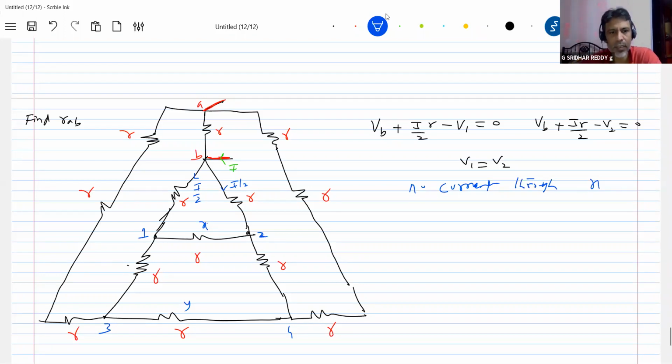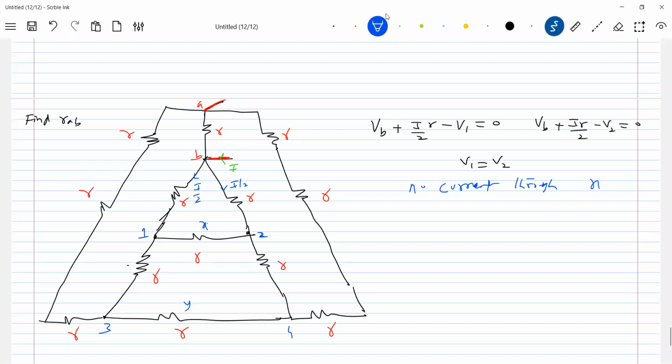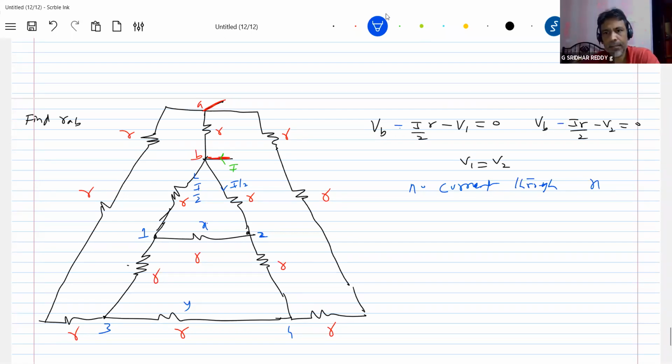Similarly, I'll go further with the current. That is VB minus IR by 2. The current here will not branch further, so the same current I by 2. Again writing the loop equation.